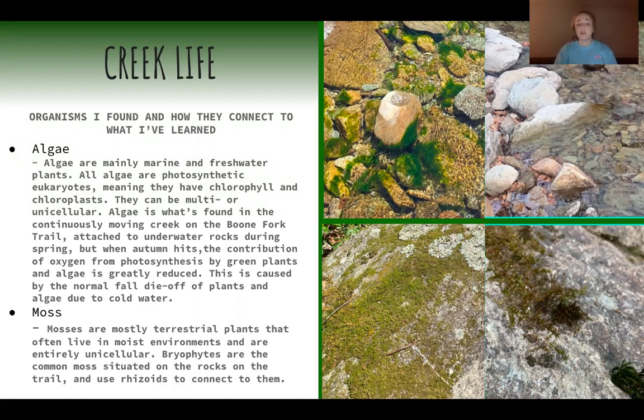Mosses are mostly terrestrial plants that often live in moist environments and are entirely unicellular. They live on rocks and connect to them through rhizoids. These mosses were basically the same on both sides. They were just a little bit more dull in color during fall, compared to on the left, where they were very abundant and green. This could also have something to do with the time of day.